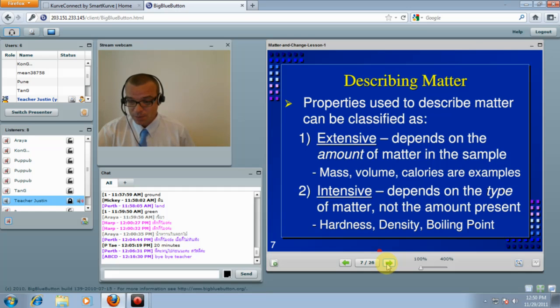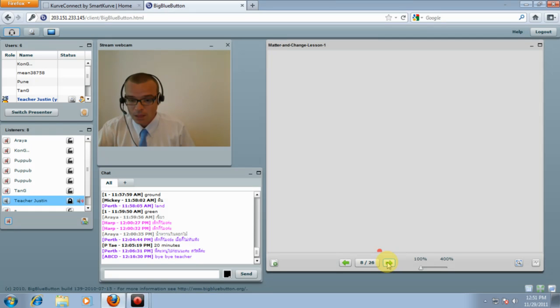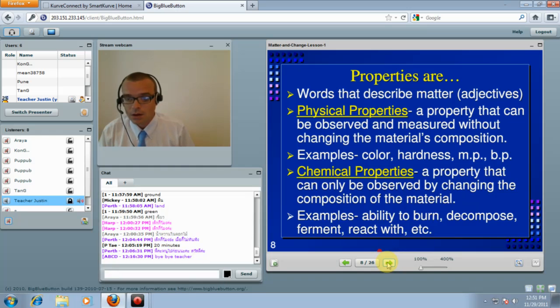Intensive depends on the type of matter and not the amount present. We might come back to this in a moment, actually. So the hardness, the density, how much it weighs per cubic meter, for example, the boiling point. As I'm sure we all know, boiling point of water, 100 degrees Celsius. Now, properties are words that describe matter. Now we use adjectives to describe matter.